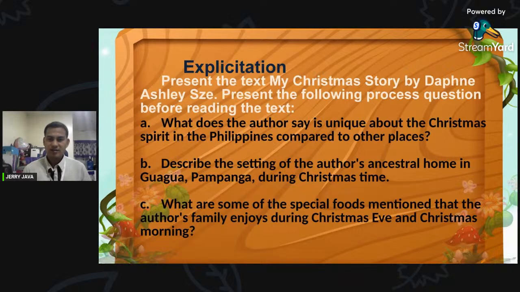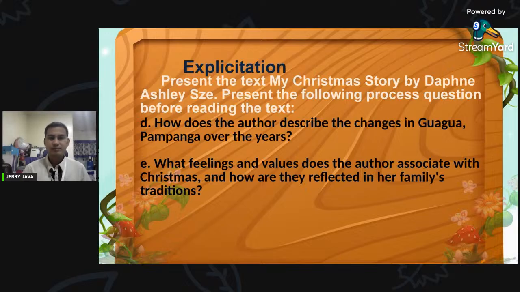Now we have here a text, a story, My Christmas Story, written by Daphne Ashley Z. You are going to answer later. What does the author say is unique? Something unique about the Christmas spirit in the Philippines as compared to other places, especially the US. Describe the setting of the author's ancestral home in Guagua, Pampanga during Christmas time. What are some of the special foods or delicacies that the author's family enjoys during Christmas Eve and Christmas morning? How does the author describe the changes in Guagua, Pampanga over the years? What feelings and values does the author associate with Christmas, and how are they reflected in her family's traditions?